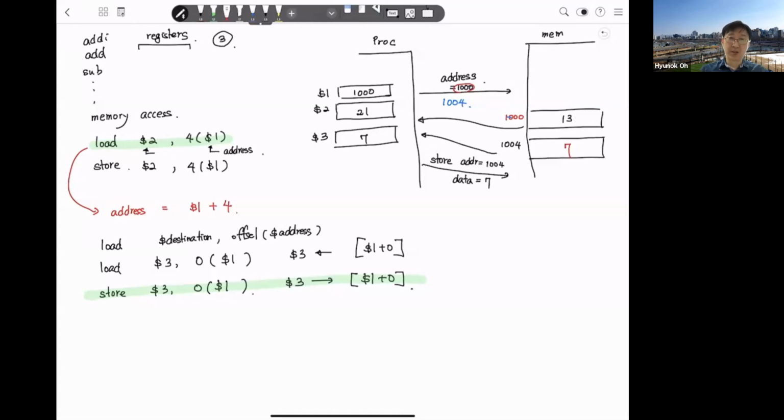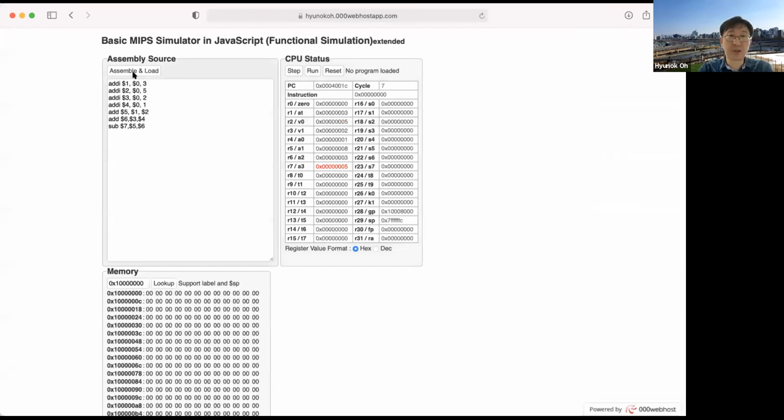Okay, so then let's look at some exercise. Well, let's do the exercise. So what we are doing is, let's try addi $1, $0, and let's say 1000. Okay. Then addi $2, $0, 7. Okay. And then we do the store.